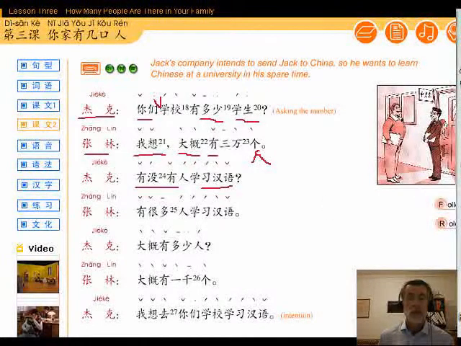Okay, and here's an example where we've got two third tones. We've got 有 and we've got 很, and we turn the 有, the first third tone, into a second tone. 有很多人学习汉语. So you'll notice that basically the response to Jake's question, 有没有人学习汉语, uses the same format, the same information, pretty much in the same sequence to give the response. 有很多人学习汉语.